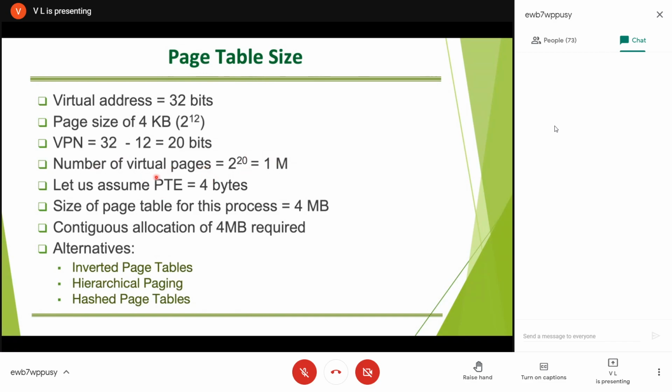And if page table entry is 4 bytes, then size of the page table will be 1 mega multiplied by 4 bytes, that is 4 megabyte. So to store this page table, we need contiguous allocation of 4 megabyte.